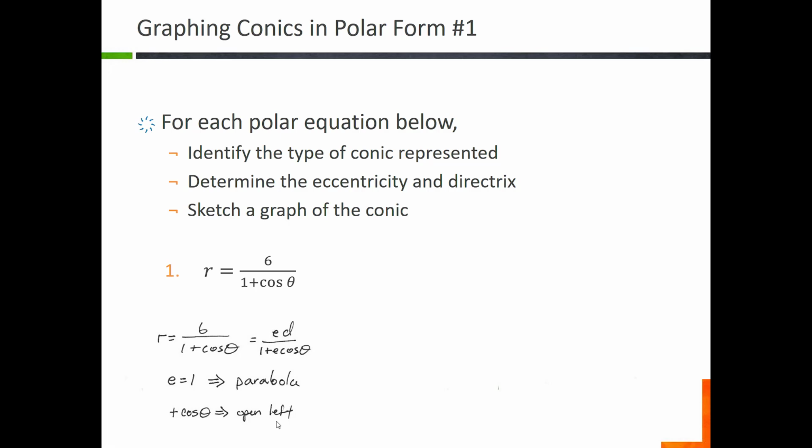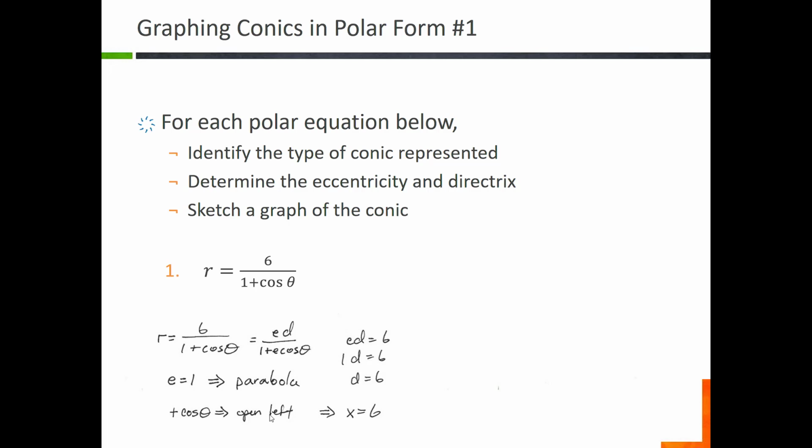Okay, so what about finding the directrix? Well, again, remember the numerator of our formula, E times D, has to equal the 6. And we know that the eccentricity is already a 1. So that means that the directrix, the value of D, has to equal 6. And since we have a parabola that opens to the left, the directrix has to be to the right. And because it's opening to the left, that's horizontal, so I have to have a vertical directrix. So it's going to be x equals a positive 6.